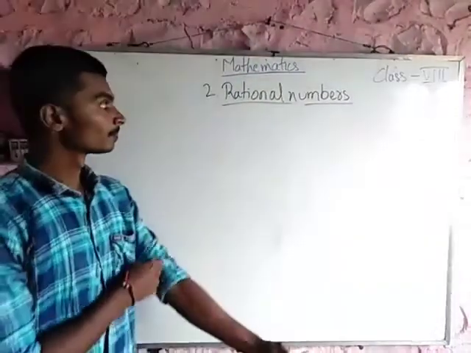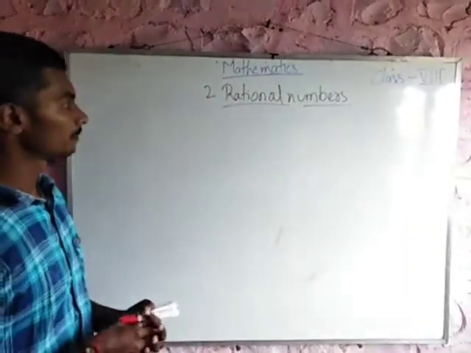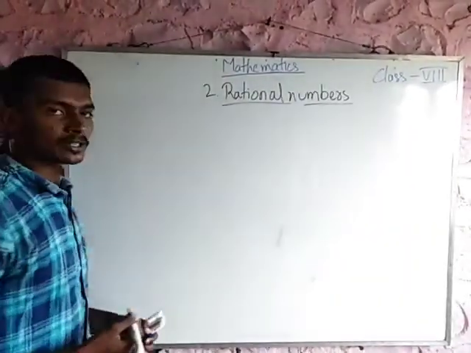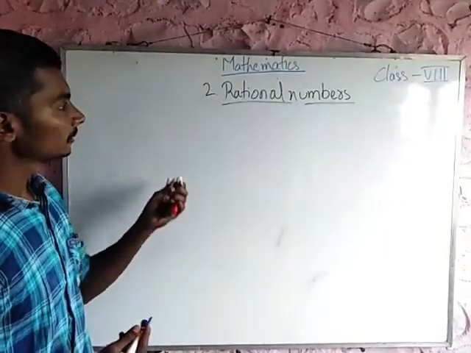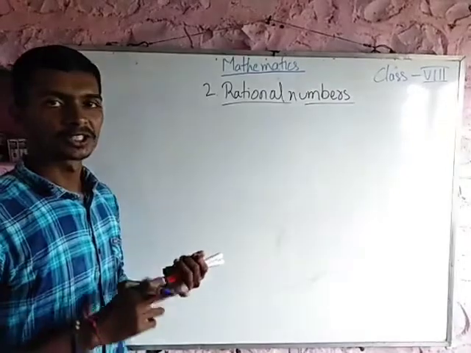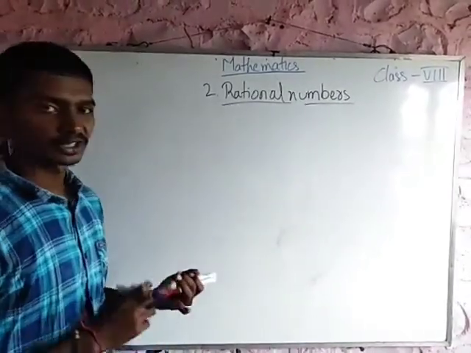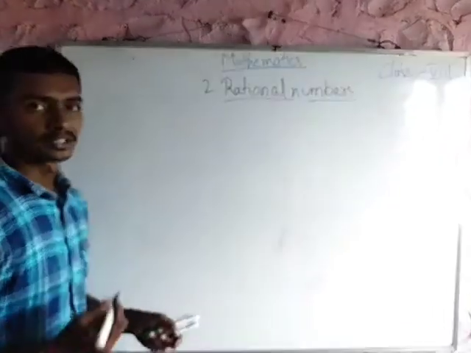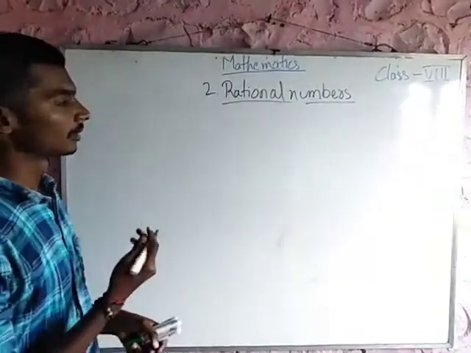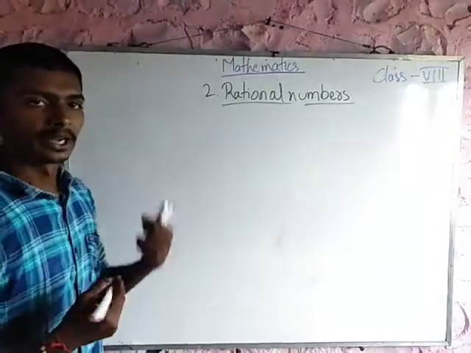Hello students, in this chapter on rational numbers we have discussed what rational numbers are and the closure property for addition, subtraction, multiplication and division for whole numbers, integers and rational numbers. In this class we will look at the commutative and associative properties for rational numbers and all the numbers also.